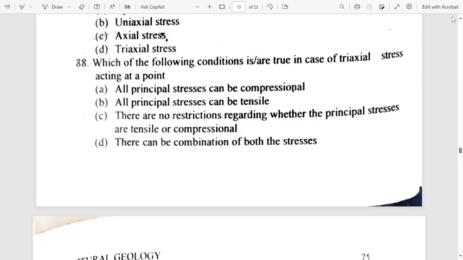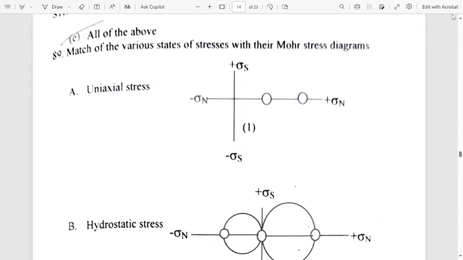All principal stresses can be compressional, right? All principal stresses can be tensile. There are no restrictions regarding whether the principal stresses are tensile or compressional. There can be combinations of both the stresses. So all of the above.